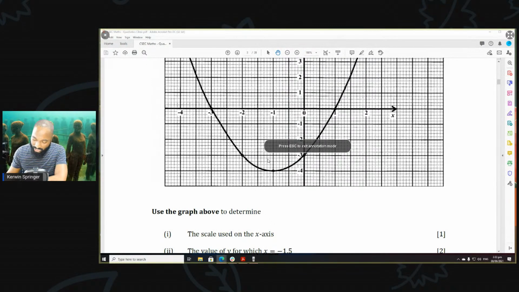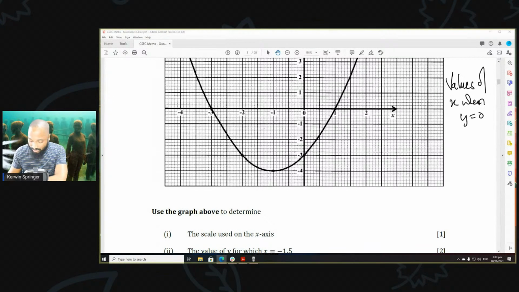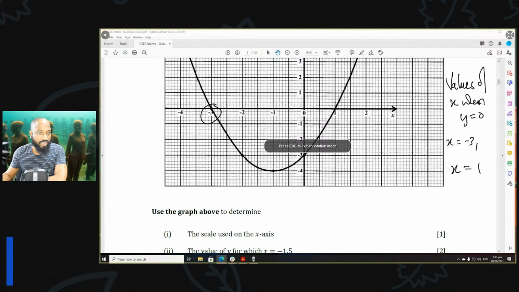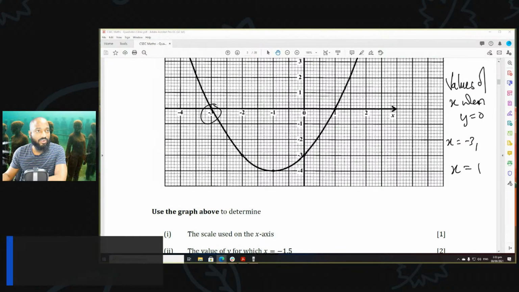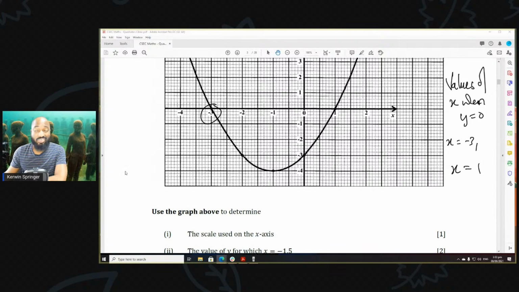You all notice a lot of times they bring in these kind of questions. Values of x when y or f of x is equal to 0. You'll have x is negative 3. And you'll also have x is 1. Negative 3 and 1. Well done, Kian and Sarah have it the other way around. And Sarah will go in with you. You read the 1 first, which is just still correct.